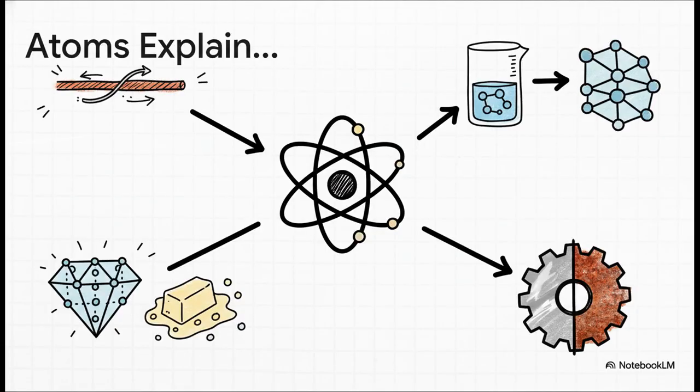And once you understand this basic blueprint, you suddenly start to understand, well, everything else. Why do metals conduct electricity? It's all about how their electrons behave. Why is a diamond the hardest thing we know, while butter is soft? It's just how their atoms are bonded together. Rusting, burning, dissolving, it all comes back to how these tiny building blocks are interacting with each other.